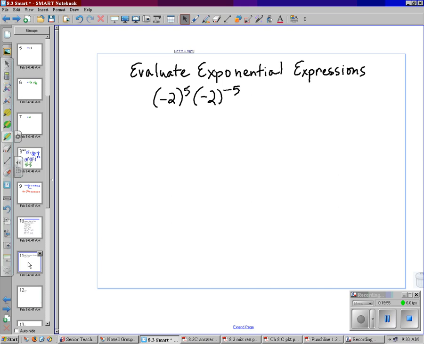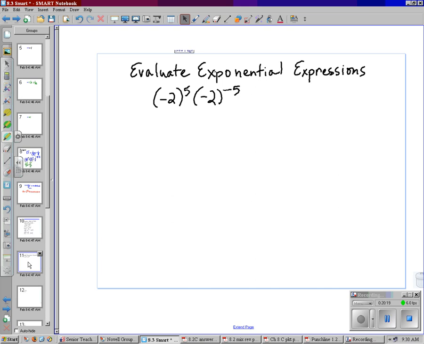So now I have a problem where we're going to put this stuff all together: negative 2 to the 5th power, and negative 2 raised to the negative 5th power. I gotta make it work a little bit. It can't be all fun and games, right? So let's rewrite this problem so that there are no negative exponents in it.